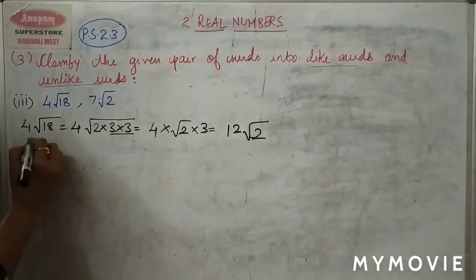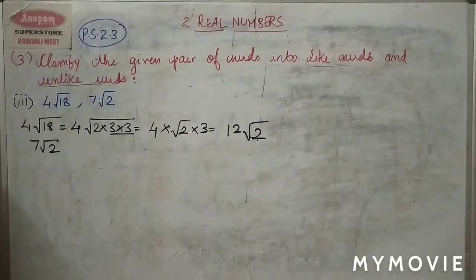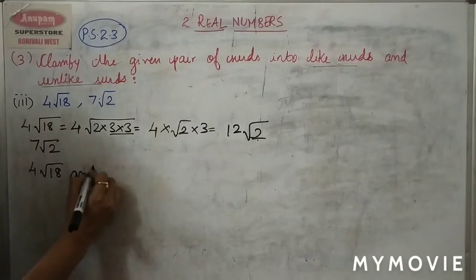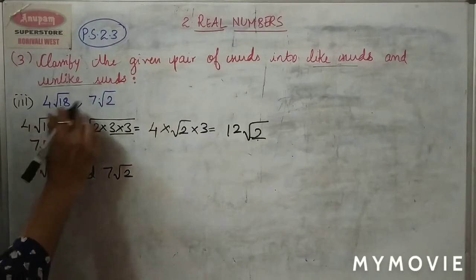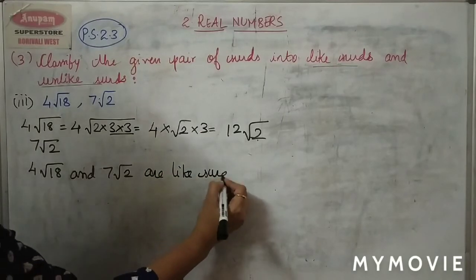And the next example is 7 root 2. So since we have got the radicands similar and the order similar, we'll say 4 root of 18 and 7 root 2 are like surds.